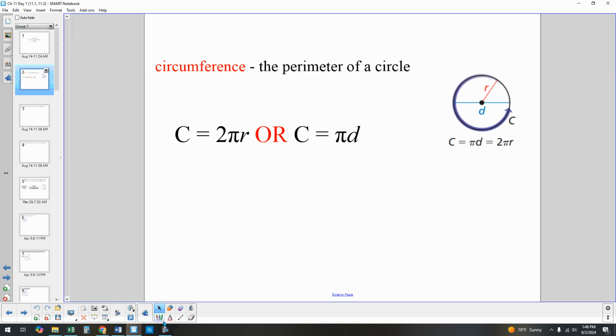The circumference of a circle is the perimeter of the circle. So we can use two different formulas depending on if we're either looking for or have the radius or the diameter. So the circumference is either 2 times pi times r or pi times d.